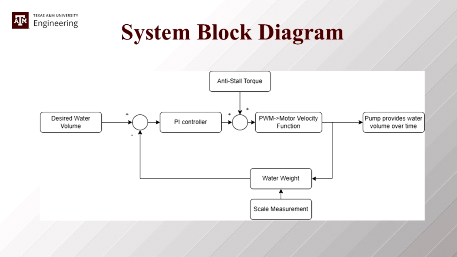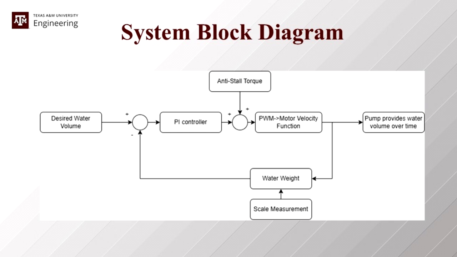Next, we add an additional input, which is the anti-stall torque. Because of the mechanical friction in the system and the amount of force required to move the water in the pump in the first place, there is a minimum speed that the motor must be run at before it will actually affect the system at all. And so the anti-stall torque is there to make sure that when we need to move at least a little bit, there's always some force applied.